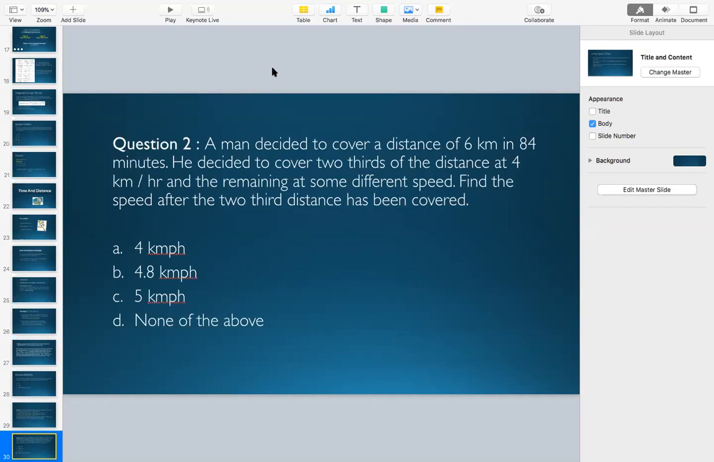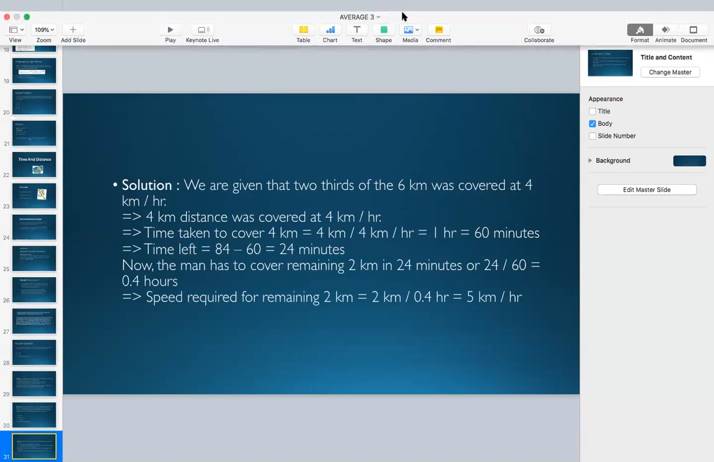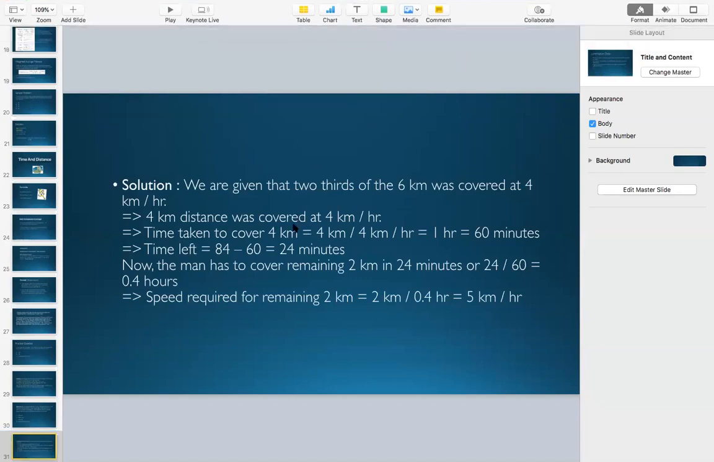So now he wants to complete 2 kilometers in 24 minutes, right? So that comes out to be 5 kilometers per hour. And most of the people out here, they answered 4 kilometers per hour. So are you guys able to identify your mistake?